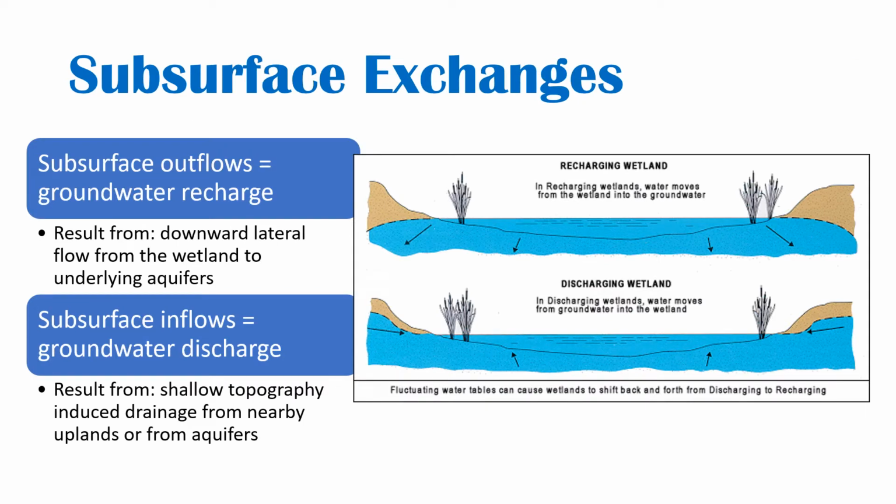So the next section of the module focused on measuring subsurface and surface water. So first, we need to understand the different outflows or inflows from subsurface. When you have outflows, that's actually a groundwater recharge, where there is a downward lateral flow from the wetlands to the underlying aquifer. And if you have a groundwater discharge, that is actually a subsurface inflow, where shallow topography allows drainage from nearby uplands or wetlands to filter to the wetland.